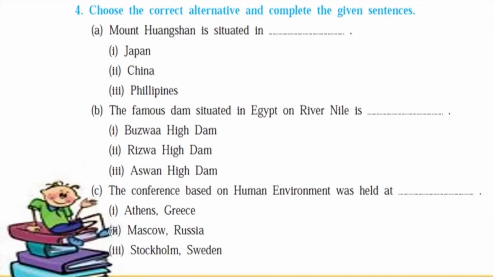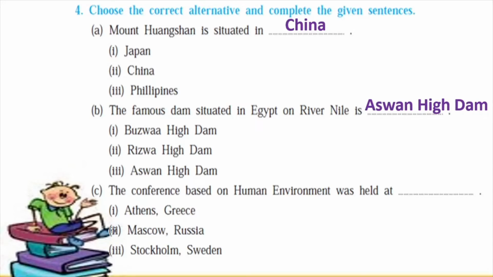So Mount Huangshan is situated in, is it Japan, China or Philippines? It is China. The famous dam situated in Egypt on the river Nile is, remember we discussed about it, is it the Buzwa Dam, or the Rizwa High Dam, or the Aswan High Dam? It is the Aswan High Dam.